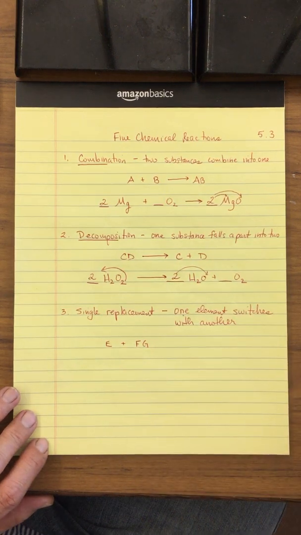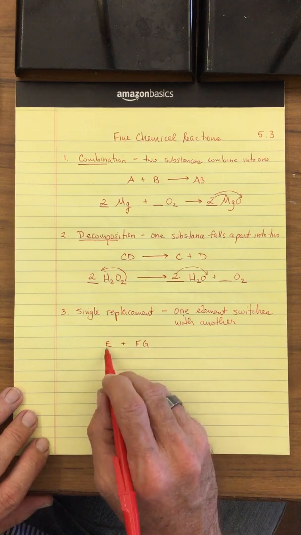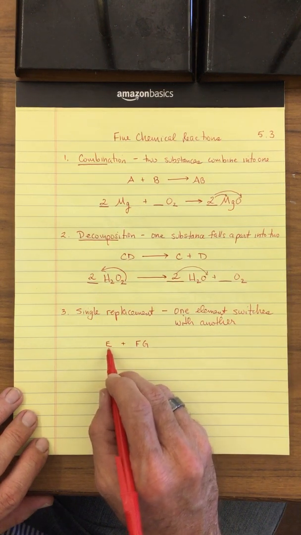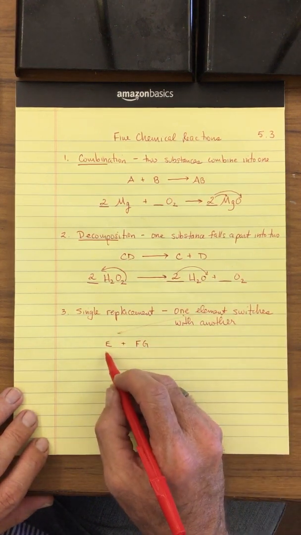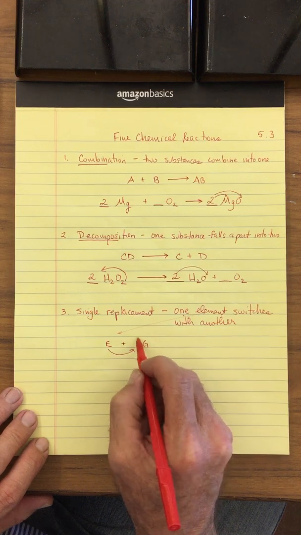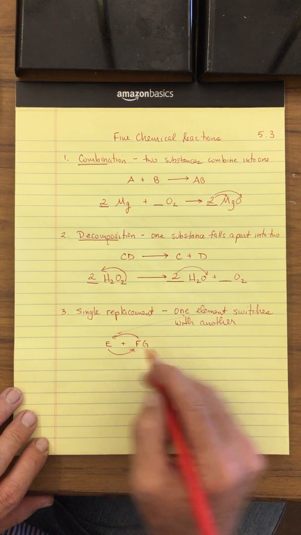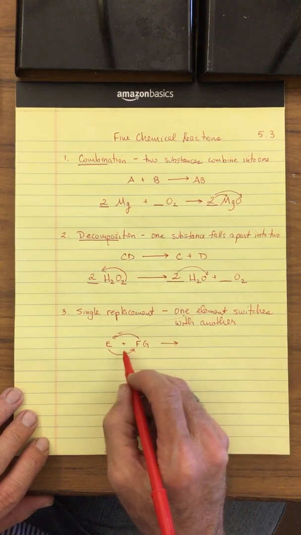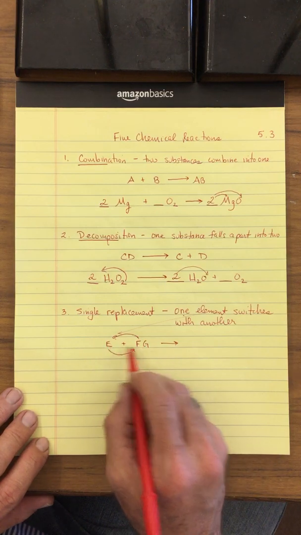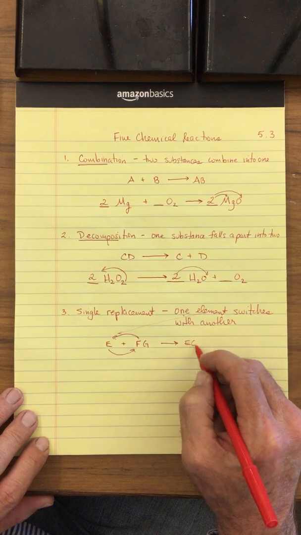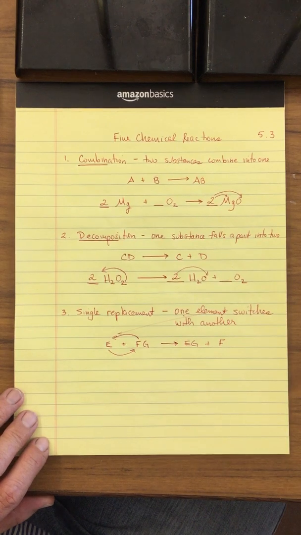Fg. So what's going to happen is, with a single replacement, you have an element. So here's my element. My element is always going to be a single thing. And what's going to happen is they're going to be switching with each other. So these 2 are going to switch places. So the E is going to come in, it's going to kick out the F, and it's going to create a new compound. The new compound is going to be Eg, because the F was kicked out. And so it would look like this.